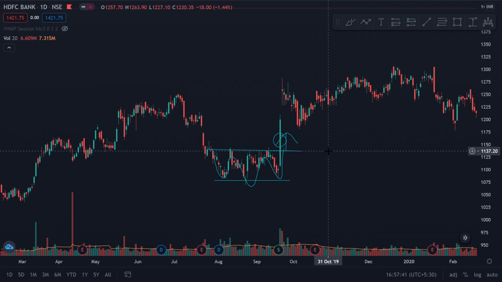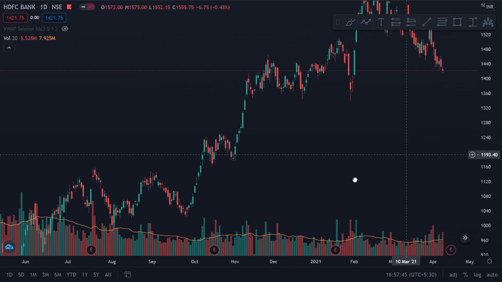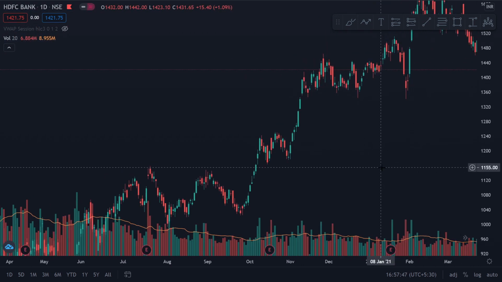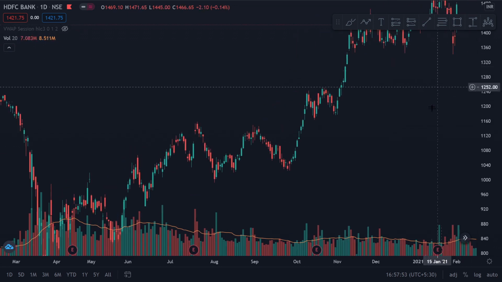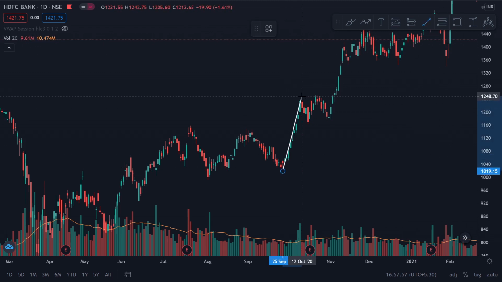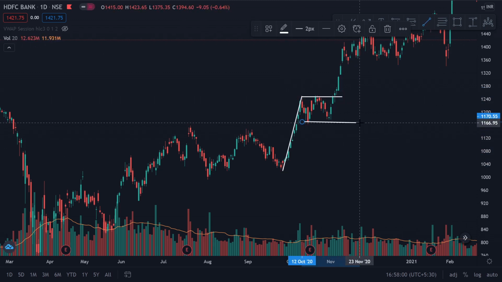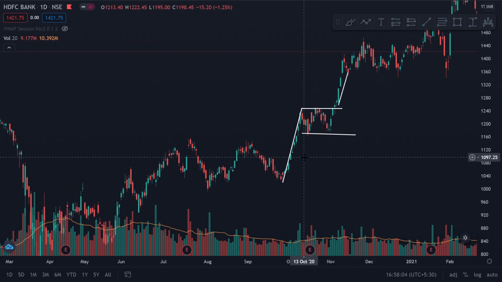Now another small thing, if you can observe, this is in the recent past. So as you can see, price moved up here and then formed a small rectangle and then continued its move upwards. So again, this is a bullish rectangle.